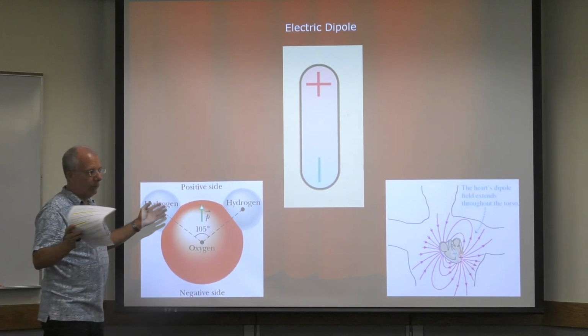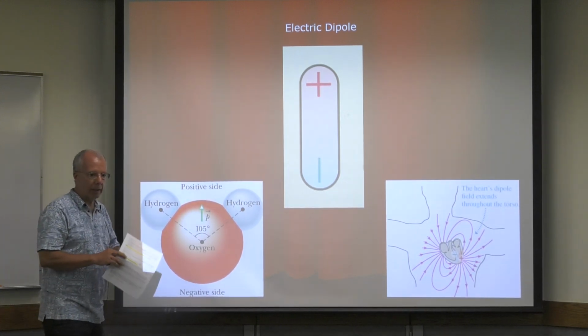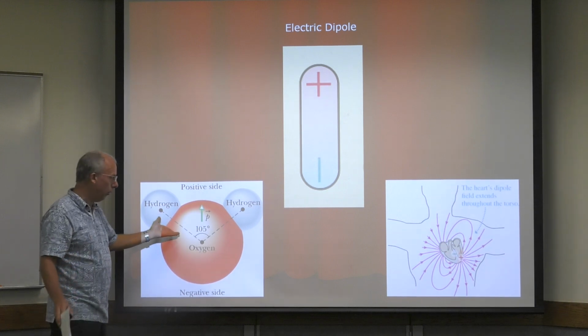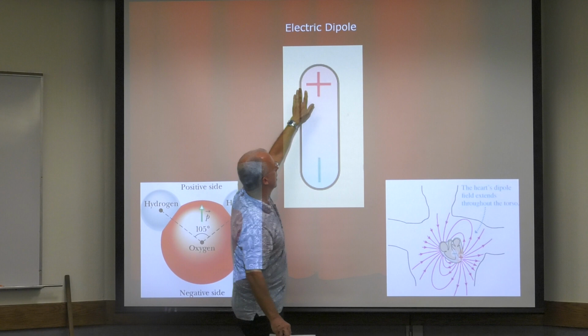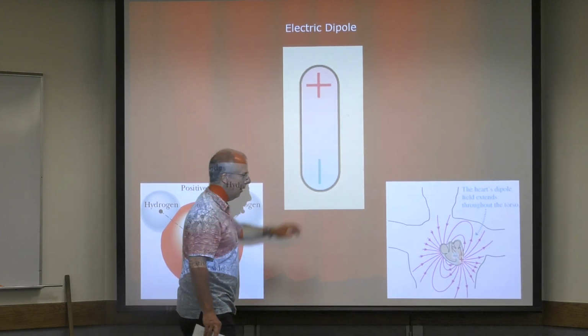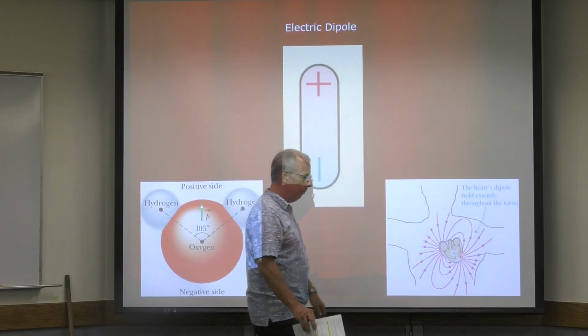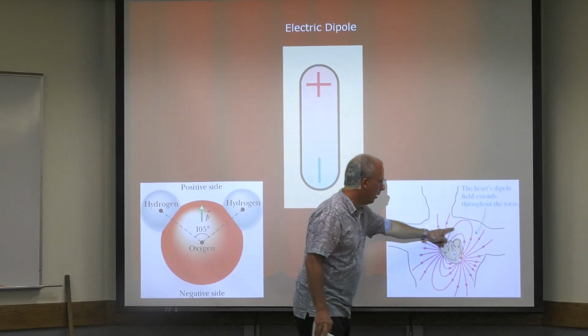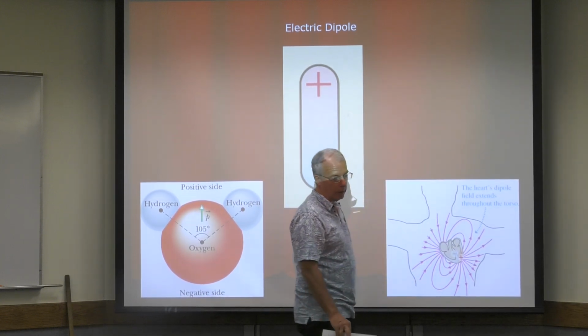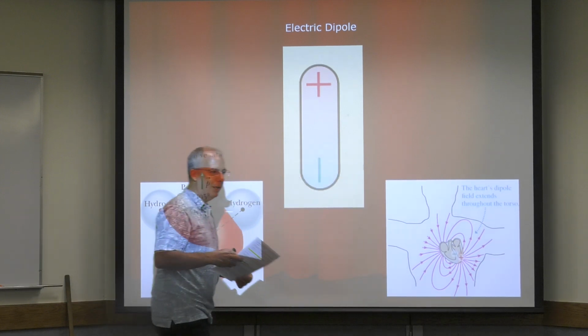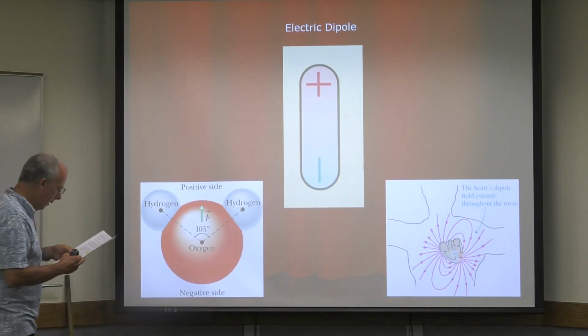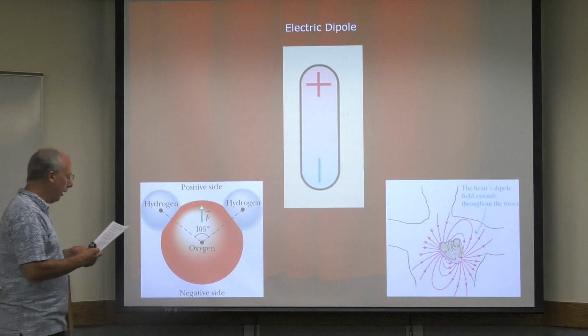Now, in physics, we like to make models that work with any kind of a polarized molecule. So this is our model. So we have a plus end and a minus end. By the way, for you medical types, the human heart acts like an electric dipole. So you're actually going to use this stuff maybe if you're a physician.